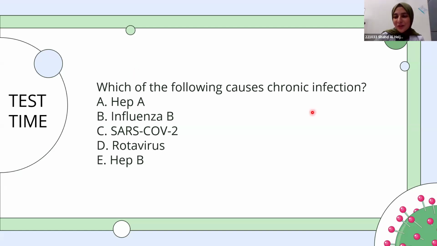Yes, everyone's right, E. Hepatitis B causes chronic infection. Hepatitis A causes what? Acute. Hepatitis A causes acute infection.